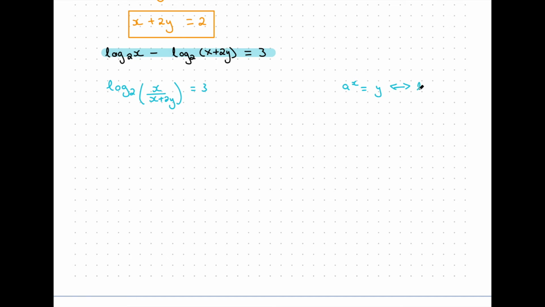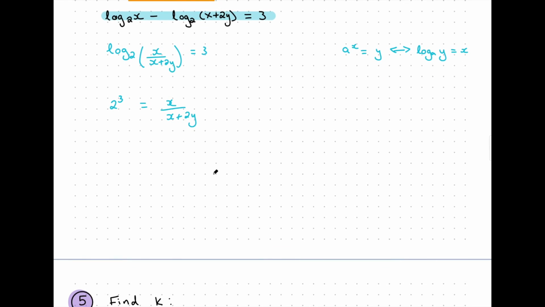And again, I call it the golden rule because you're just going to use it so often when you're dealing with logs. So it's converting to and from logs. So looking at that then, our a is going to be 2. So we're going to have 2 to the power of our x, which is 3, is equal to y, which is x all over x plus 2y. So that's what we're going to be dealing with.